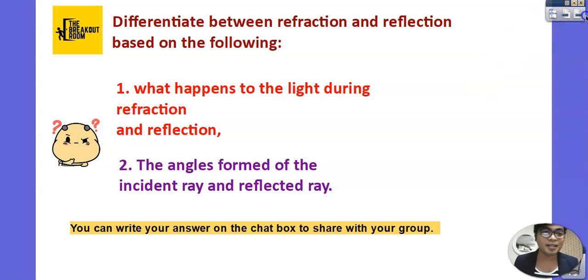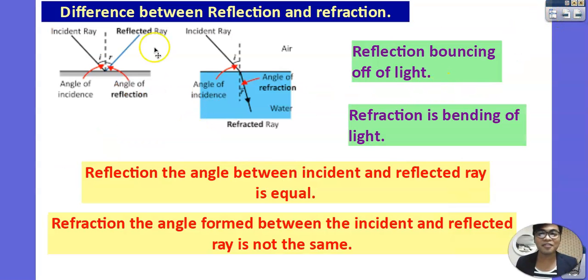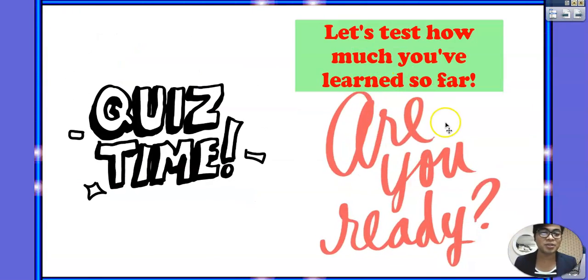So time is up. Let's see. I have here the phenomenon that happens during reflection, and this one is the phenomenon that happens during refraction. When it comes to light, reflection is just the bouncing of light in here, and refraction is the bending of light. There's a difference between the angles formed by the incident ray and the reflected ray. In reflection, the angle between the incident and reflected ray is equal. However, in refraction, it's totally different.